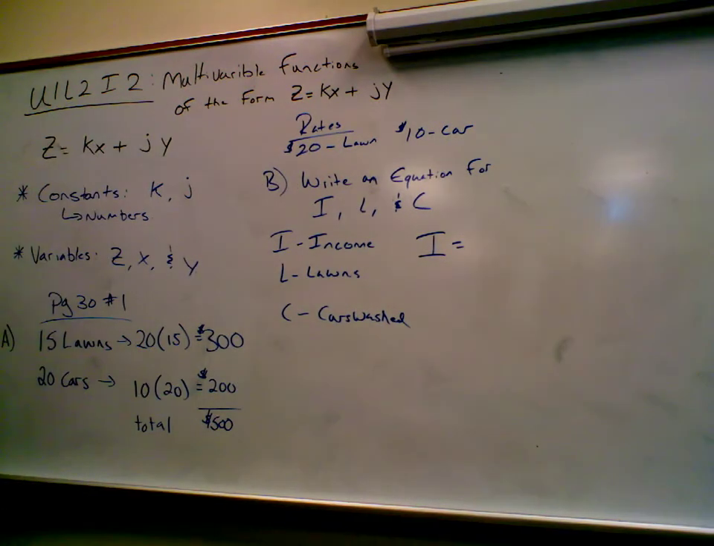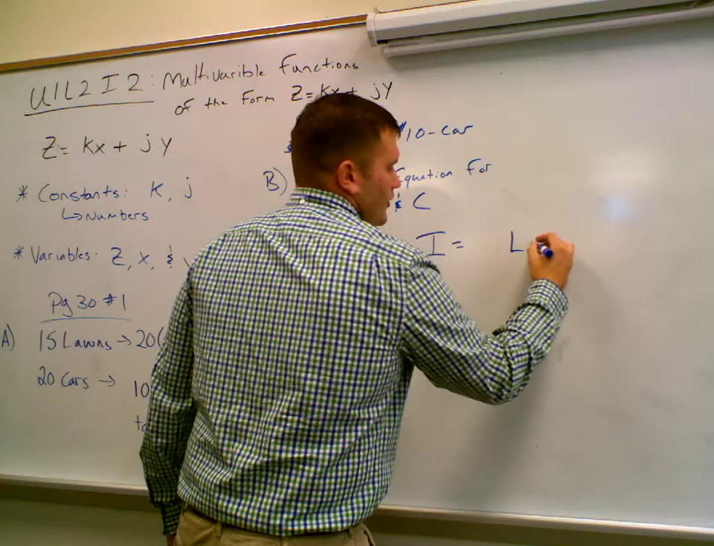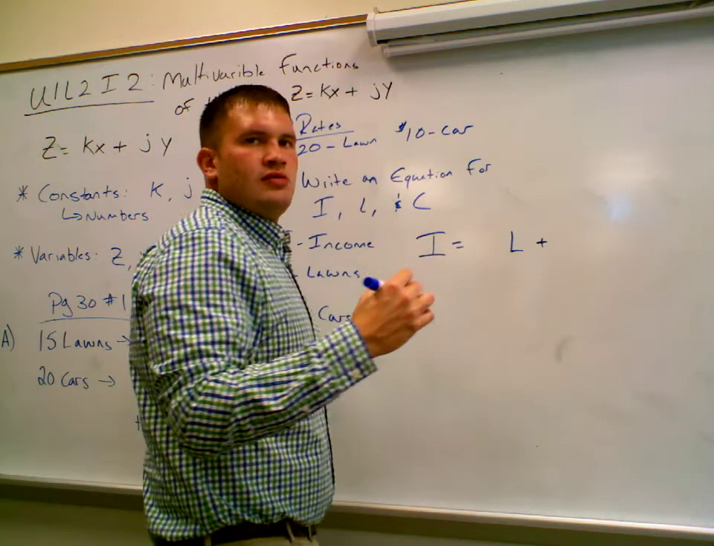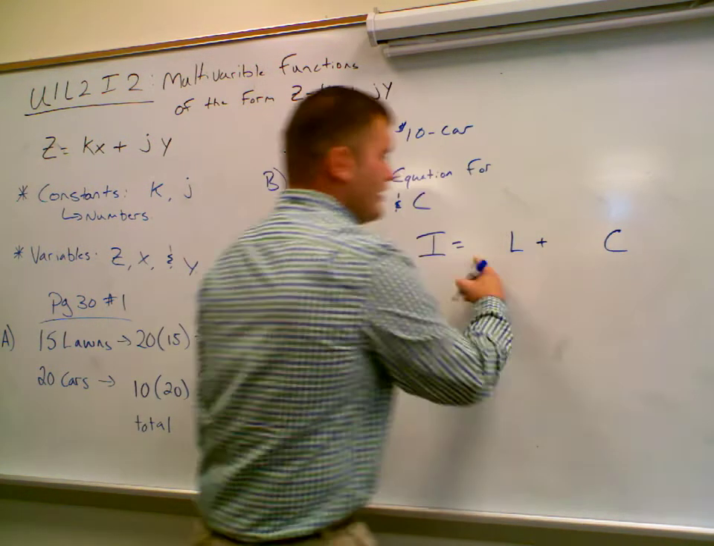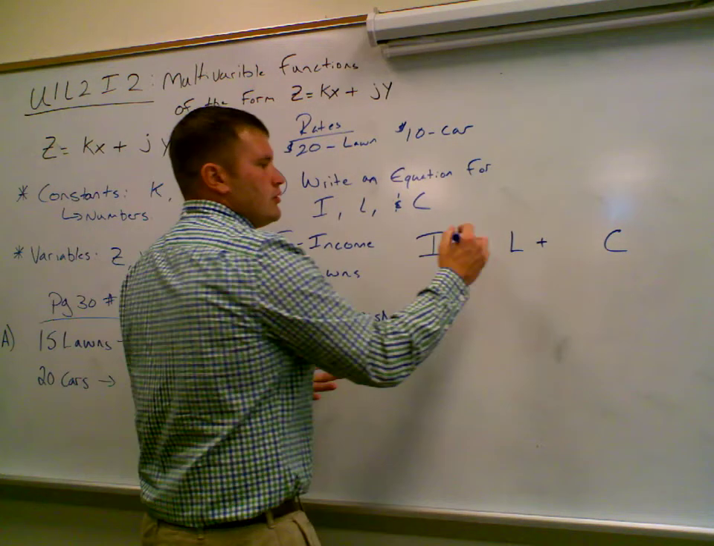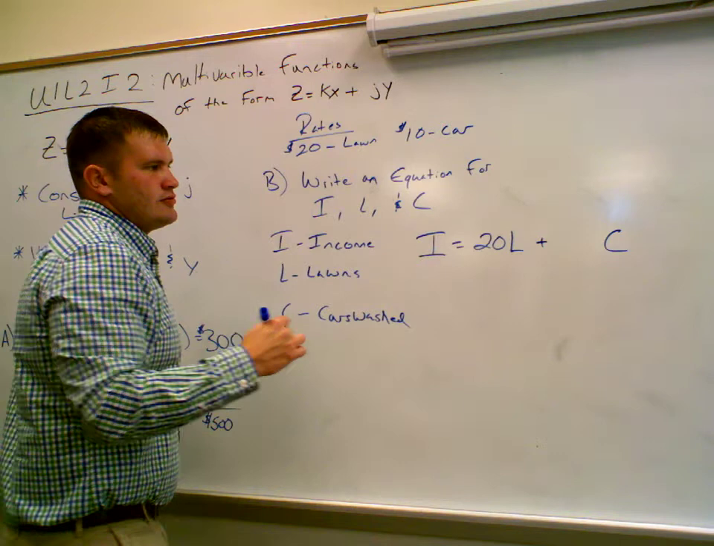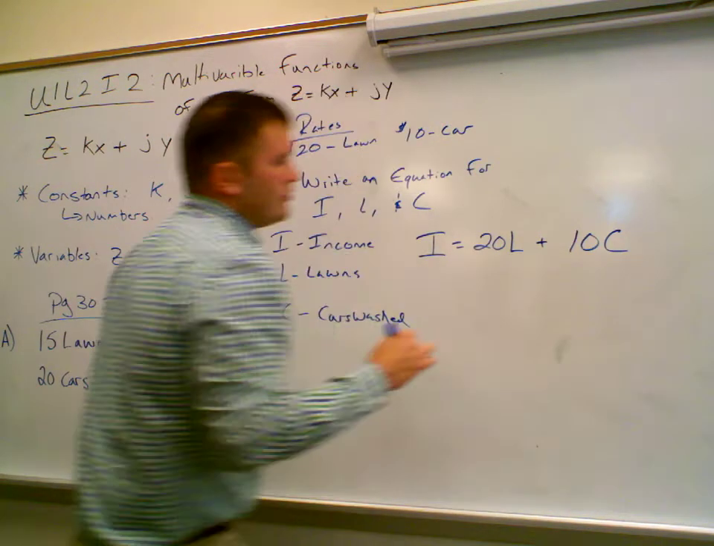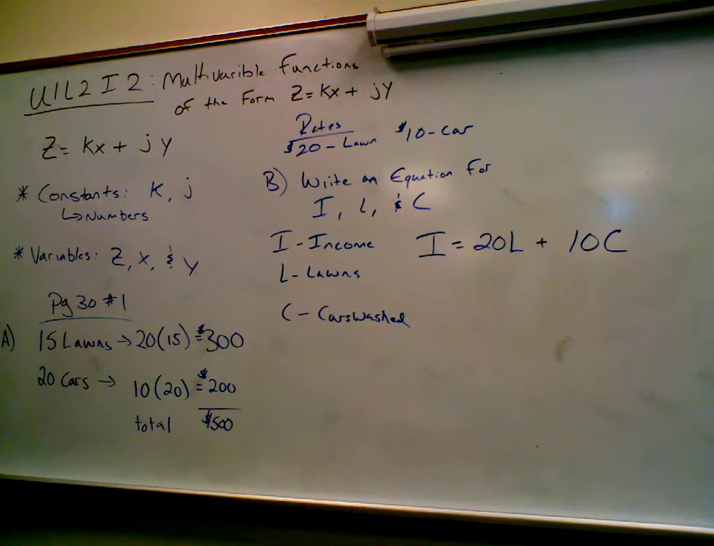Now which one over here could be my X? Lawns. Which one could be my Y? The cars. Now I have some open spaces. Those open spaces are for our constants, our K and our J, right? What are the constants here? 20 and 10, right? So which one gets 20? L. And which one gets 10? C. So here we have the equation, the rule for Brett's lawn mowing and car washing.